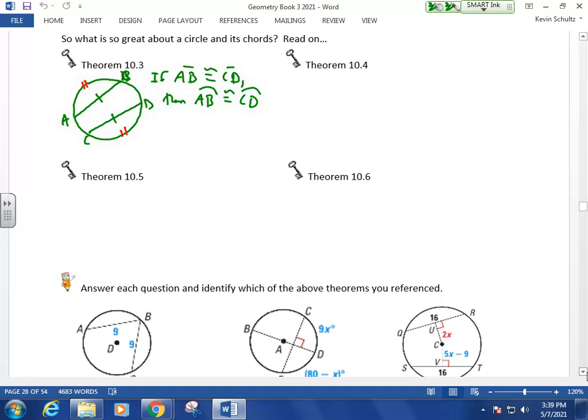Okay, Theorem 10.4 and 10.5 are kind of related, and it has to do with the diameter of a circle. If you have two chords in a circle, and one of them is the perpendicular bisector of the other. Now remember what perpendicular bisector means. A perpendicular bisector bisects a chord at a 90-degree angle. Okay, so we're going to focus on this chord here, the longer one, AB.